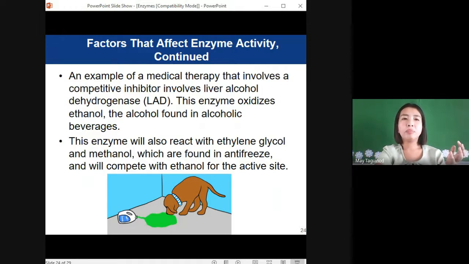This enzyme will also react with ethylene glycol and methanol, which are found in antifreeze, and will compete with ethanol for the active site. So if a pet is poisoned by drinking antifreeze, a slow intravenous infusion of ethanol is administered. Administration of ethanol slows the production of the toxic metabolites of ethylene glycol and methanol, giving the kidney time to eliminate these two substrates.